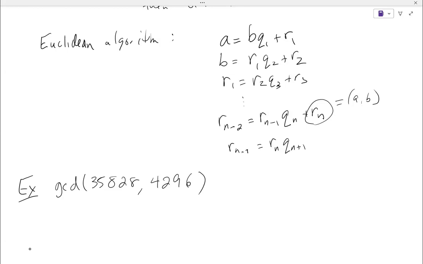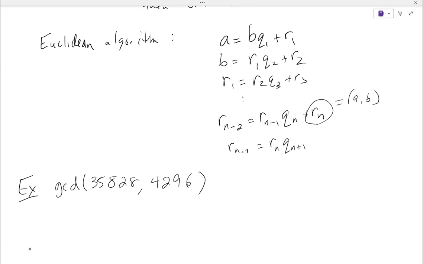So again, if you were to do this in a grade school fashion, there's a couple of ways you might do it. I need to write down all my factors of the 35,828, write down all my factors of 4,296, and pick out the biggest. The other way would be to prime factor both, and then pick out the smallest power for each prime that's in there, and that would be your GCD. Neither of those is very efficient.